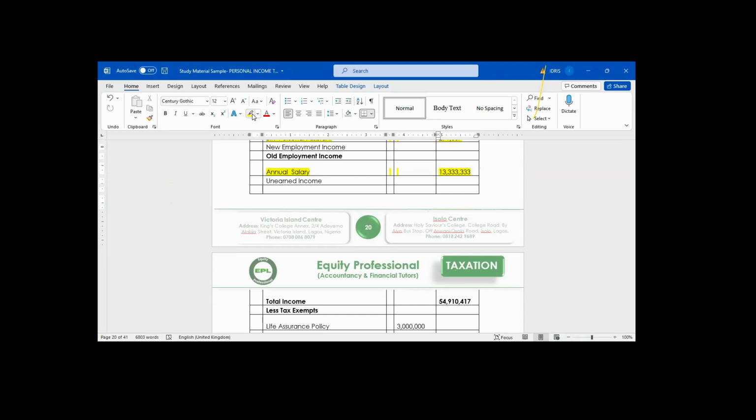Examples of unearned income: rent received, interest received, dividend, royalty. We don't have it in this question. You can see under the unearned income, I leave it blank. When you add all the earned income, the total income is going to give you 54,910,417.